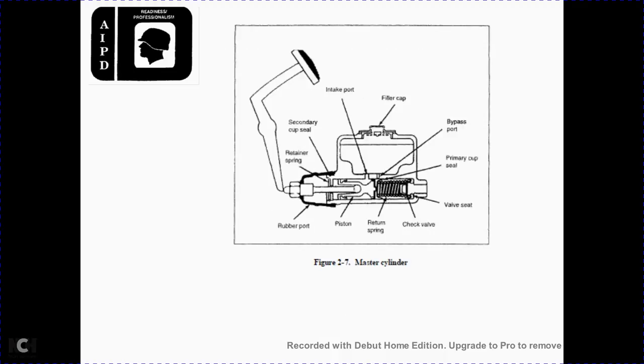Figure 2-7, the master cylinder, starting clockwise: the filler cap, the bypass, the primary cup seal, the check valve, the return spring of the piston, the rubber port, the retaining spring, and the secondary cup seal intake port.